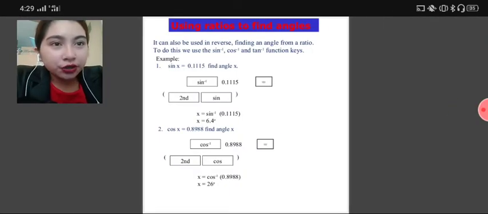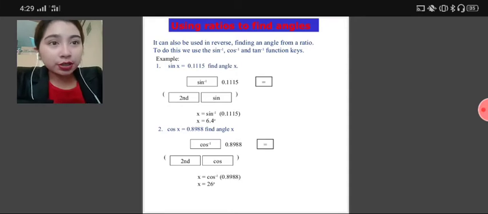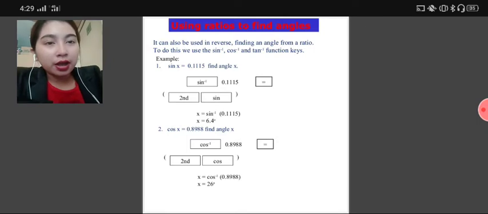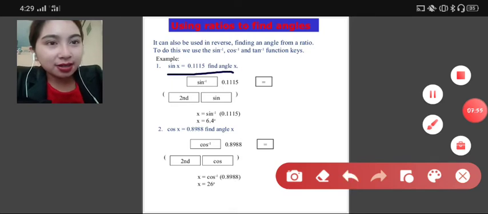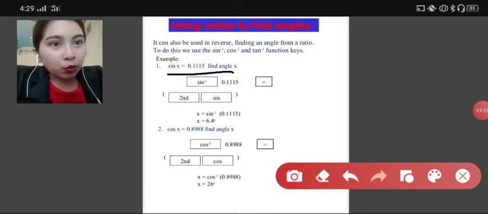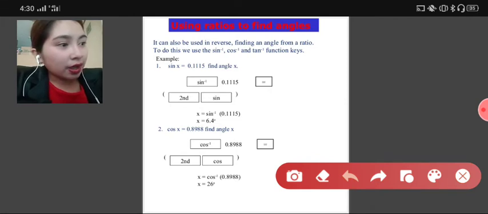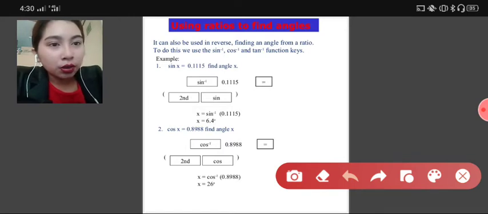Next slide: using ratios to find angles. It can also be used in reverse, finding an angle from a ratio. To do this, we use the sine, cosine, and tangent function keys. For example, sample number 1: sine x is equal to 0.1115. Find angle x. On your calculator, press shift, sine, then 0.1115, and the answer is 6.4 degrees.